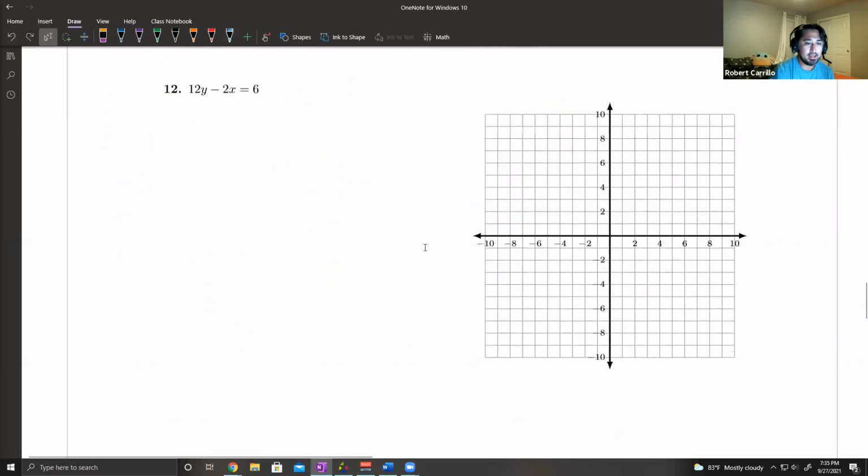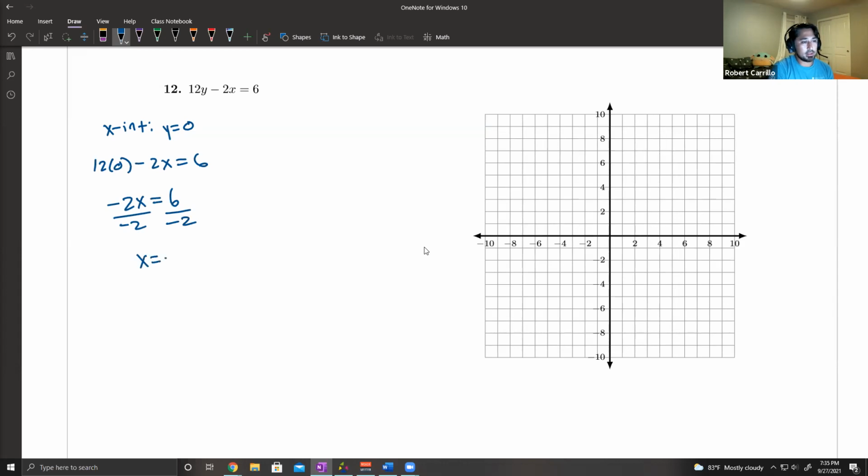Next, same thing. All right. Number 12. 12y minus 2x equal to 6. So x-intercept, always let y equal to 0. And 12 times 0 minus 2x equals 6. 12 zeros out. So -2x equals 6. Divide by -2. And x equals -3. There we go. -3, 0.